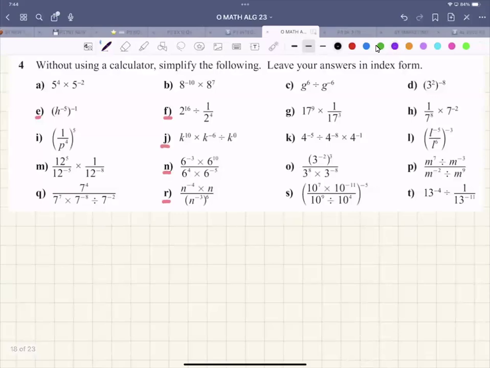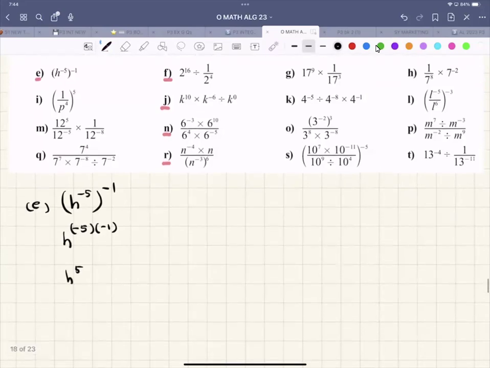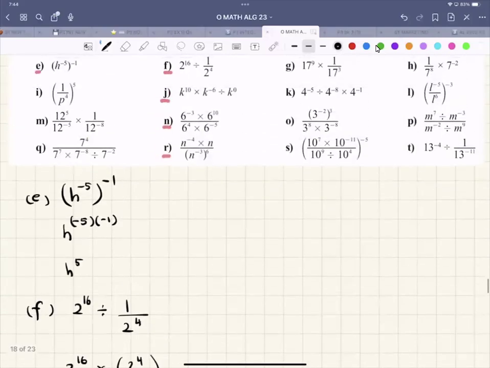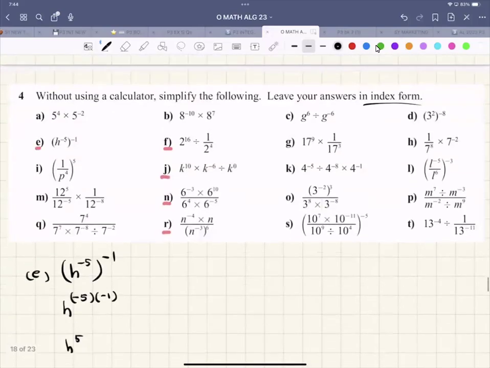Now, first of all, part E. This is h raised to power of negative 5 raised to power of negative 1. That is h raised to power of negative 5 into negative 1, which is h raised to power of 5. Part F. This is 2 power 16 divided by 1 over 2 raised to power of 4. That is 2 power 16 multiplying with 2 raised to power of 4 over 1. That is 2 raised to power of 16 plus 4, which is 2 raised to power of 20. I'm leaving the answer in the index form.